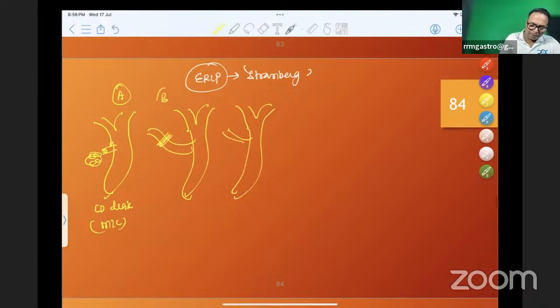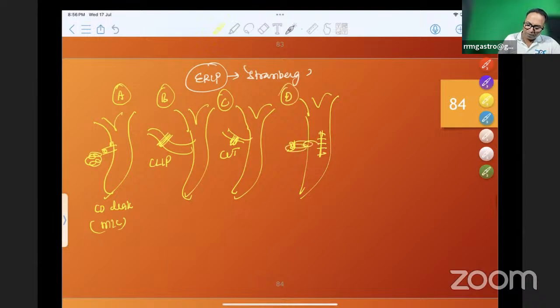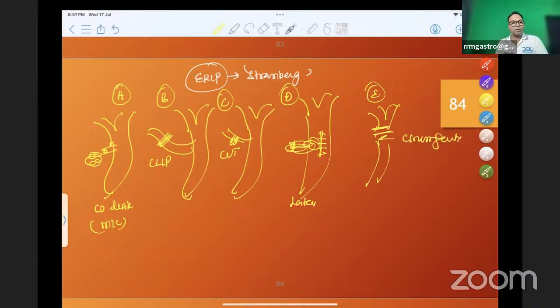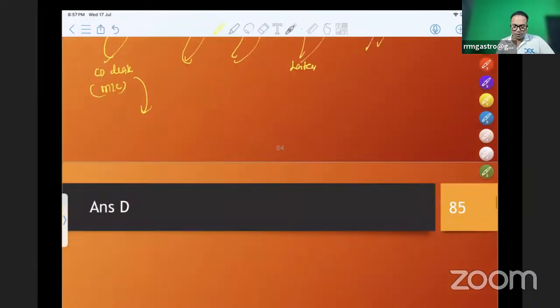Aberrant duct clipped is B. Aberrant duct cut is C. D is lateral injury of bile duct, so there is a leak from the lateral injury. E is circumferential injury of bile duct. So don't forget the Strasbourg classification. The most common type of injury is this.